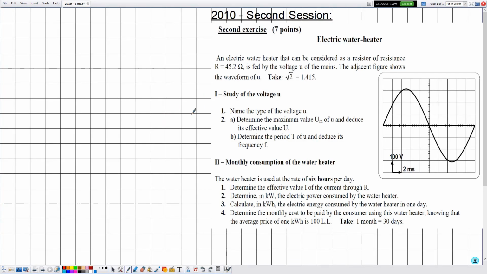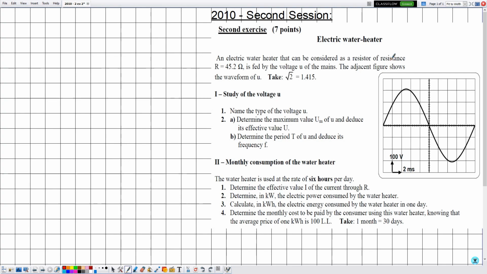In this one we are going to solve an exercise related to electricity in the chapters of resistors, electric power and energy, and AC voltage. This exercise was a previous one in the brevet exams in 2010 second session, second exercise. The title of this exercise is electric water heater.